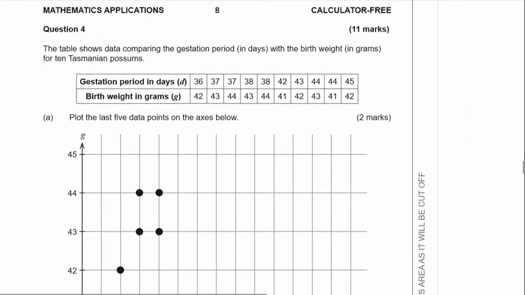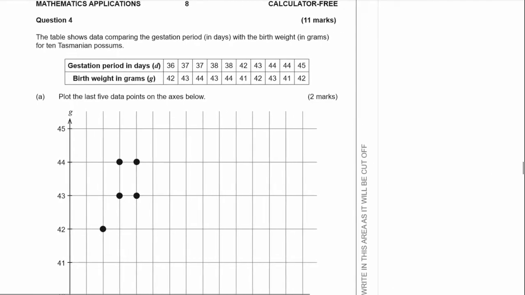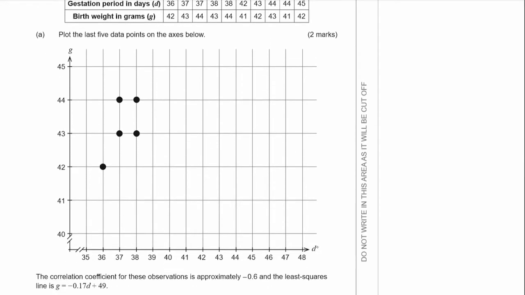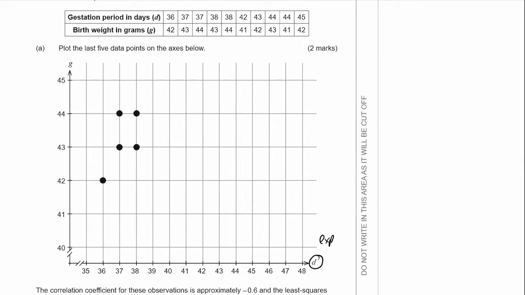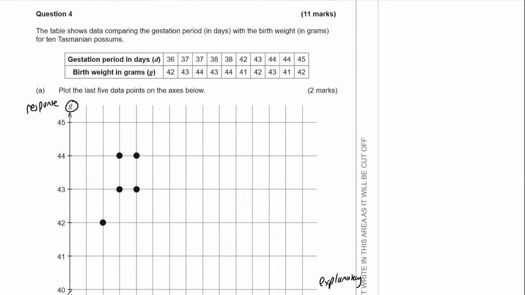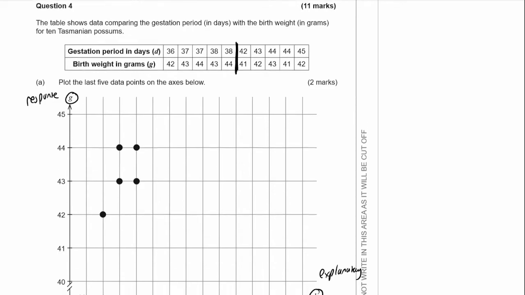All right, question 4. This looks like bivariate. The table shows data comparing the gestation period in days and the birth weight in grams for 10 Tasmanian possums. So first of all, if the gestation period is along the x-axis, this means it's the explanatory variable. And the birth weight is along the y-axis, that means that it's the response variable. So they've told us what's the explanatory, what's the response. Plot the last 5 data points. So we're going to go back 1, 2, 3, 4, 5, and we're going to plot those points over there.